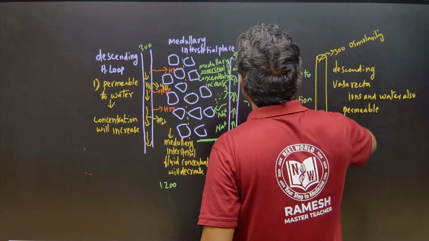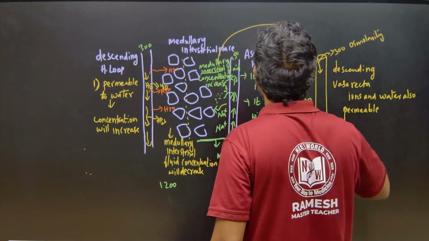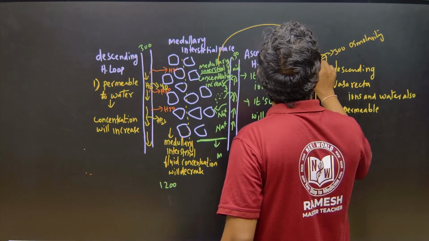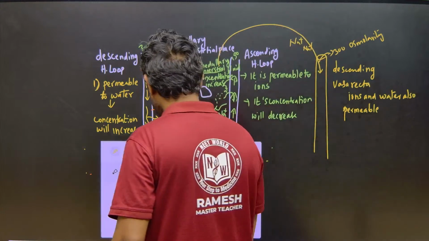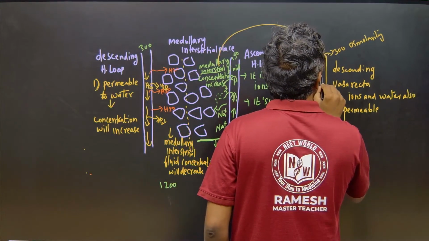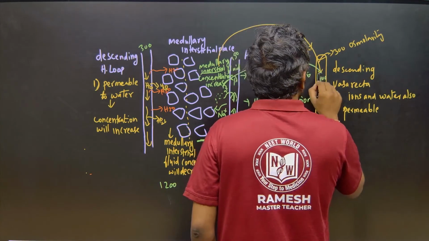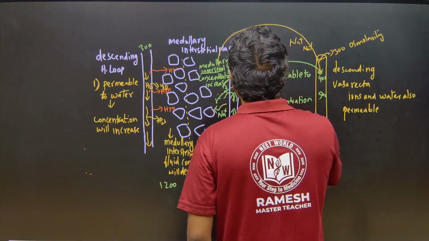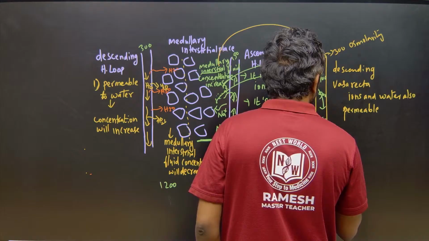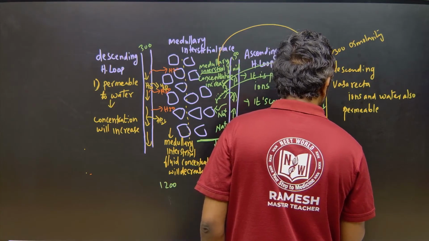In this condition, the concentration of fluid ions enters here. In this condition, the osmolarity will increase: 300, 400, 500. These ions are exchanged from the interstitial fluid to the Vasa recta: 600, then 1000, and finally it will reach 1200.